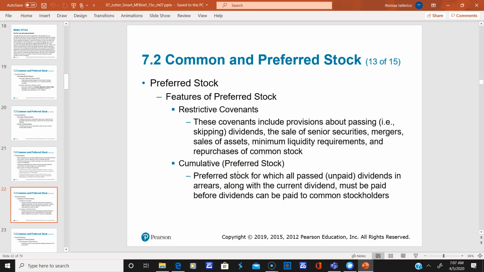All right, so there's a term called cumulative preferred stock. This is preferred stock for which all past unpaid dividends, and this is what I was talking about, dividends in arrears, those are dividends that were not paid. When they say in arrears, it was not paid in the past. They have to pay them to you along with the current dividend. So they must be paid before any dividends can be given to the common stockholders. So anything that's owed to the preferred stockholders must get paid first.